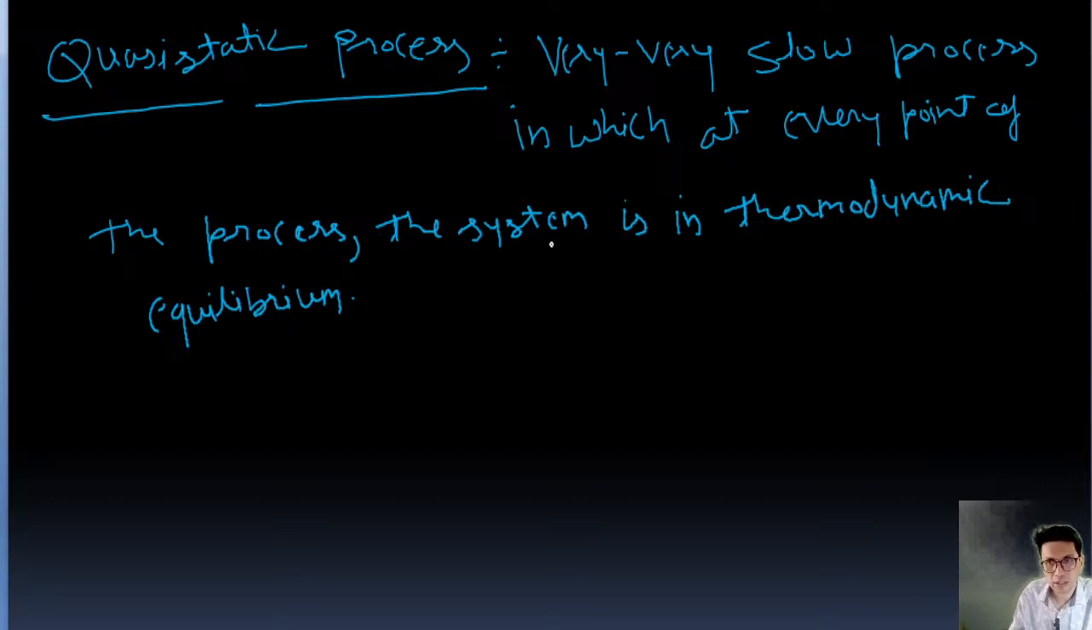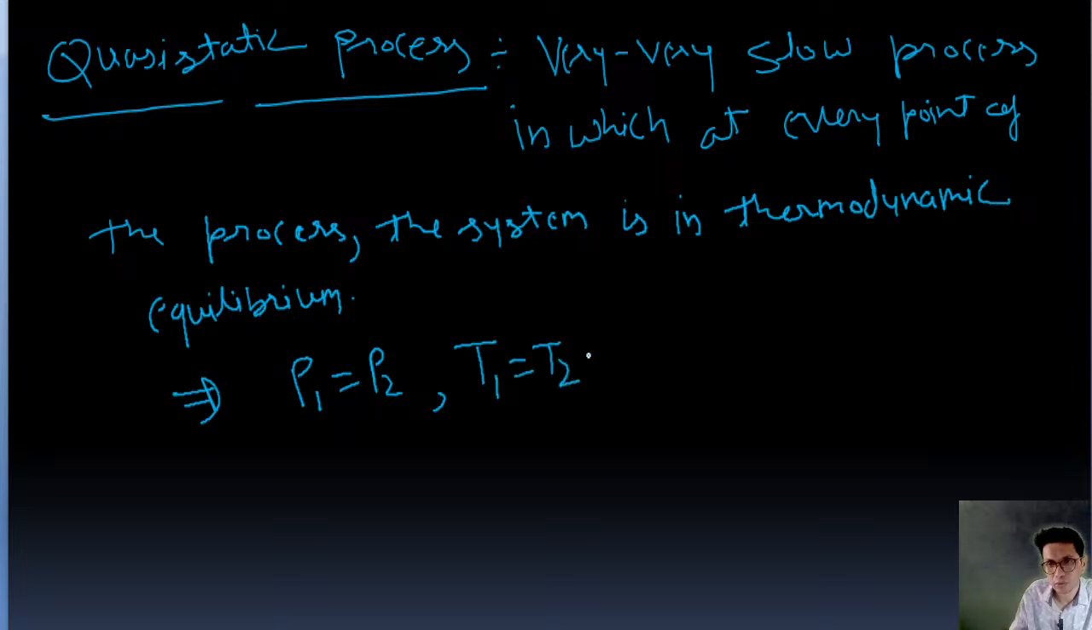So the process in which at every point the system will be in thermodynamic equilibrium is called a quasi-static process. That implies that at every point P1 is equal to P2, T1 is equal to T2, and mu1 is equal to mu2. So this is the quasi-static process. At every point of the process, the system will be in thermodynamic equilibrium.